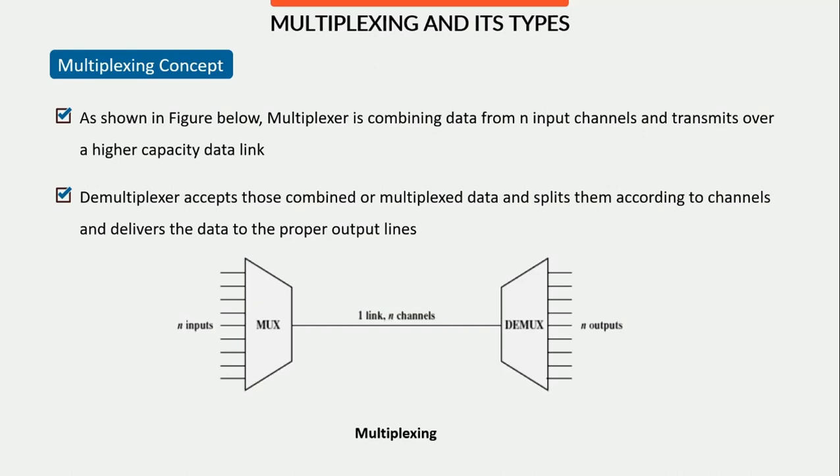Here we can see there is MUX and DMUX. MUX stands for multiplexing and DMUX stands for demultiplexing. So in multiplexing, the n inputs are coming, and then the multiplexer transfers them onto one link carrying n channels, and then demultiplexing gives them again to the n outputs. So there is a process of multiplexing and demultiplexing. So it's the concept of multiplexing.